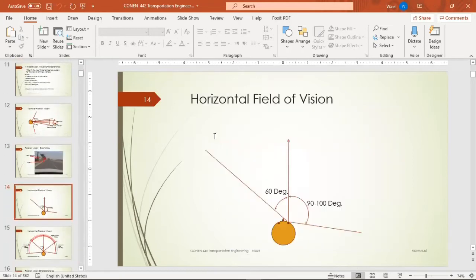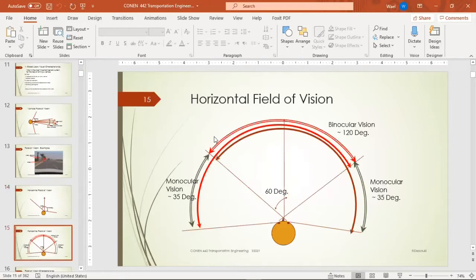Okay, regarding the horizontal field of vision, again, we have the nasal side of the eye. We have limited vision, of course, by the presence of our noses. So we find 60 degrees from the nasal side. From the other side, it ranges from 90 to 100. Again, these values depend on the anatomical structure from person to person. Might be greater than this, might be a little bit lower than this.